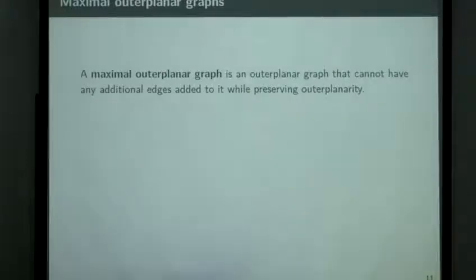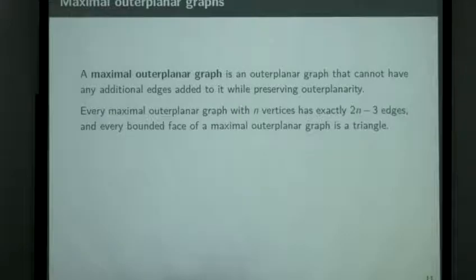Okay, and you know a maximal outer planar graph is an outer planar graph that cannot have any additional edges added to it while preserving outer planarity. And also you know that this kind of graph with order n must have exactly this number of edges, and obviously every bounded face must be a triangle.